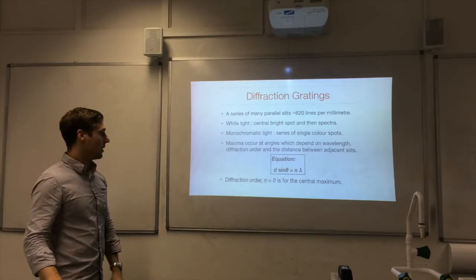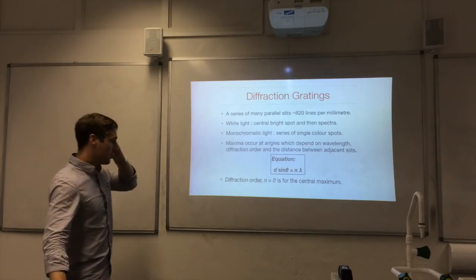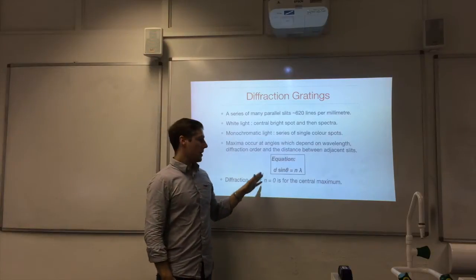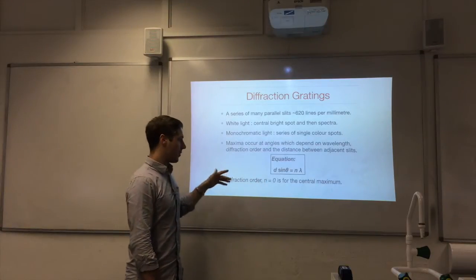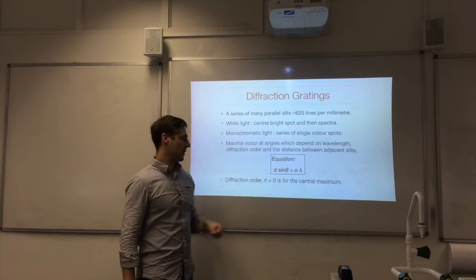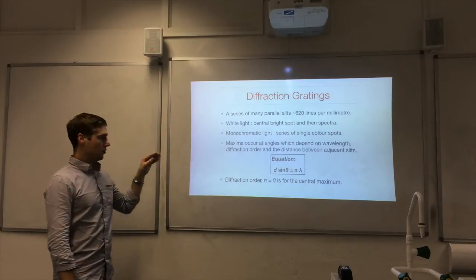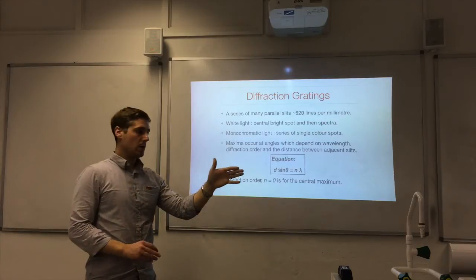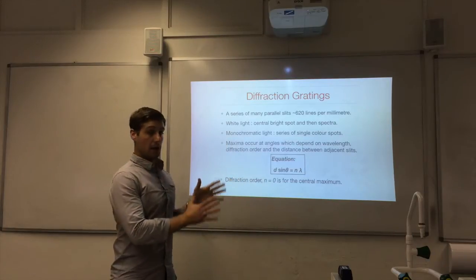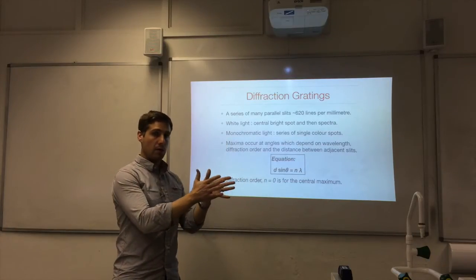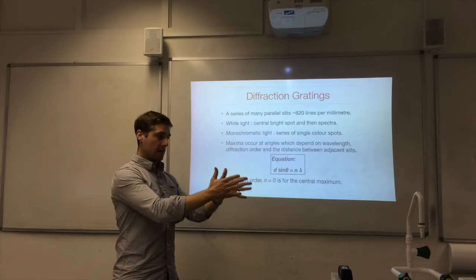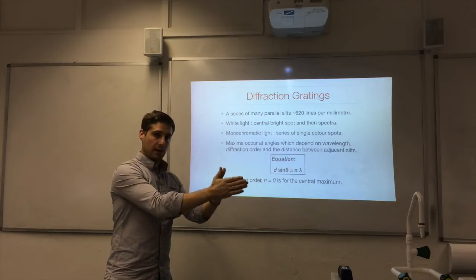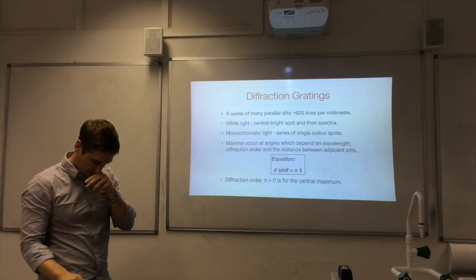Okay, let's look at the diffraction order n equals 0, which is for the central maximum. If you put n equals 0 there, then you'll get an angle of 0. That's what you see: you get a central white spot if it's white light. So all the wavelengths are not diffracted, and all of the wavelengths meet at that point to give you the central bright spot.